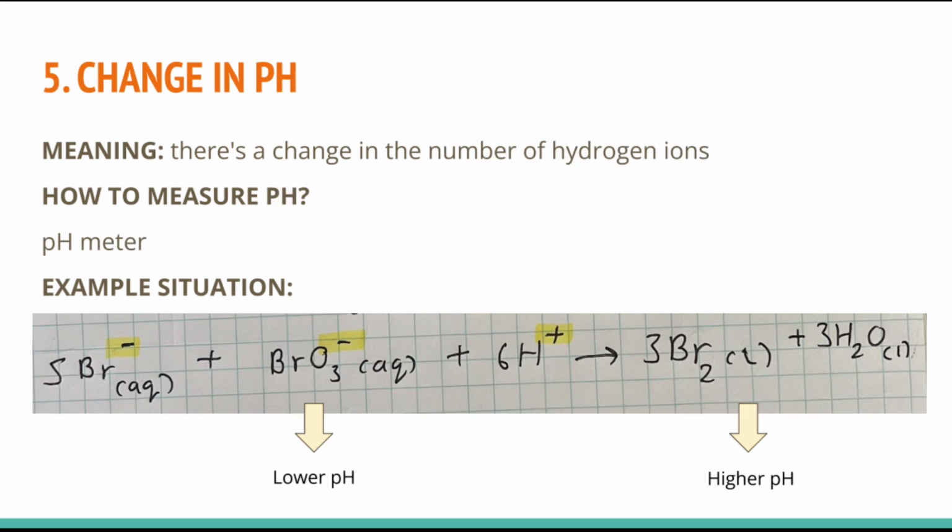Change in pH. Instead of ions, this is specific to hydrogen ions. Again, we can measure this using a pH meter, and we can use the same example because as you can see here, there are 6 hydrogen ions on the left side and no hydrogen ions on the right side. This means there's a lower pH on the left side. This is because the more hydrogen ions, the lower the pH, meaning the more acidic it is.